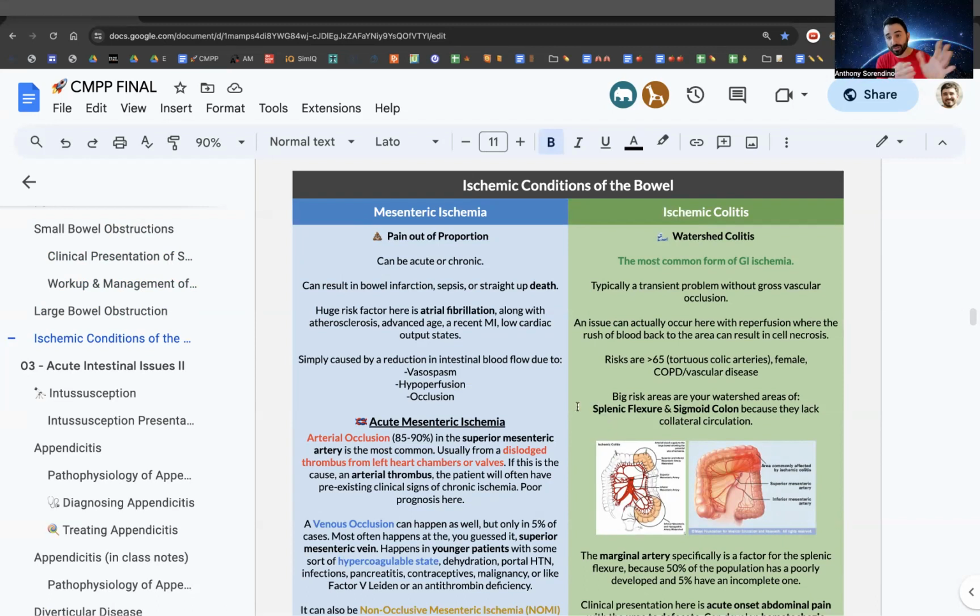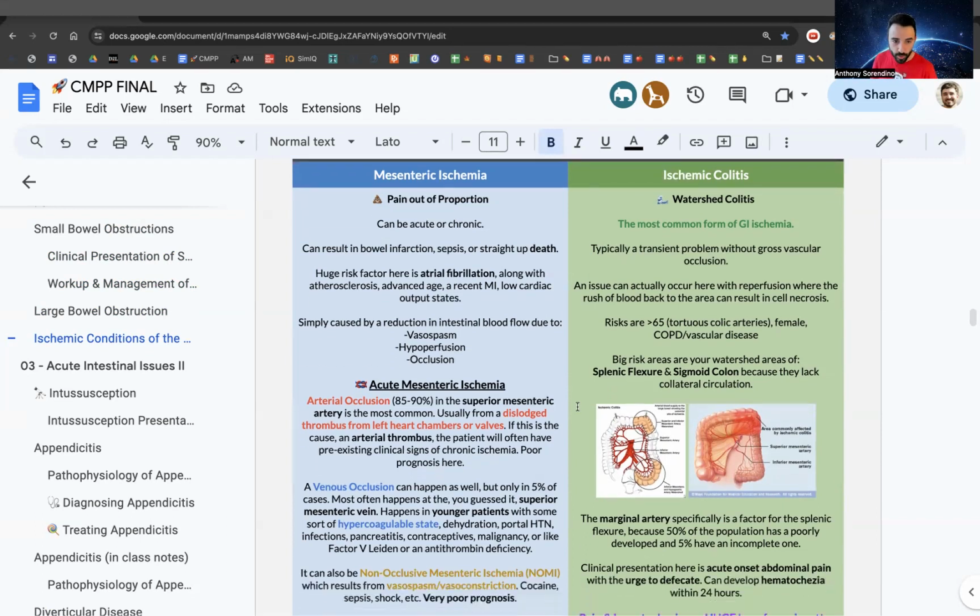So let's focus on everything and push all this stuff onto the blue left side. This is all mesenteric ischemia. Pain out of proportion, huge buzzword. There's a free question right there, okay? You can get bowel infarction, sepsis, or straight up death. Huge risk factor, AFib, also mentioned in small group today. That's a question. So look for your AFib patient and pain out of proportion.